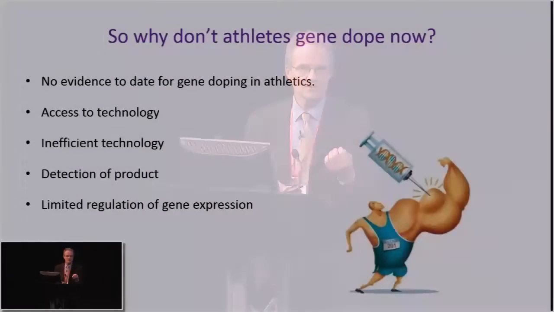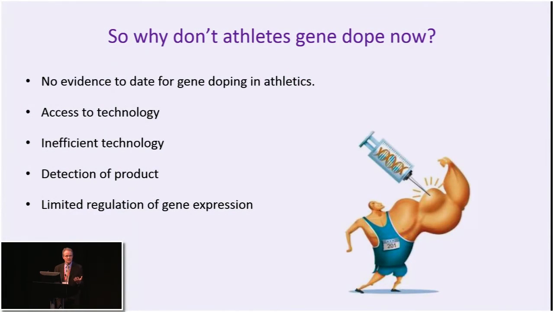And then the other problem is detection of product. It turns out to be relatively easy to detect the presence of synthetic genes, for instance cDNAs, which is the coding sequence of a gene, not the coding and non-coding sequences that you get in the genomic region. The cDNAs will not be there normally, and therefore their presence is fairly easy to detect. That's particularly true if you can also detect the protein product, if that's being secreted.